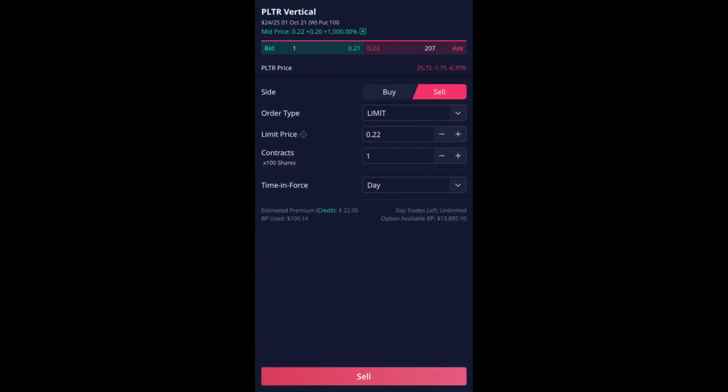And now I'm on this screen. In this screen right over here, you're going to double check your order. Right now the buyers are buying at 21 cents, which is $21, and the sellers are selling at 23 cents, or $23. So if I want this to execute, I'll hit it lower at 21. So limit price, I'm going to set it at 21. Contract just one, time in force just one. And notice on the bottom it says credit $21. So I'll be receiving the $21 in advance.